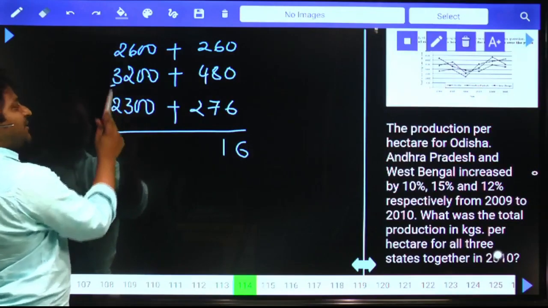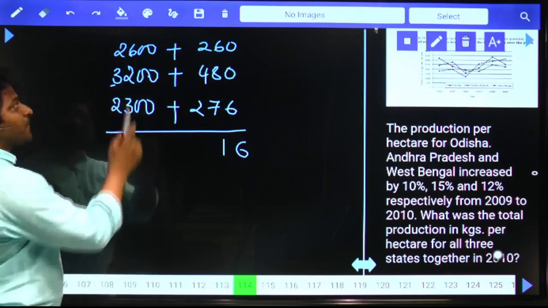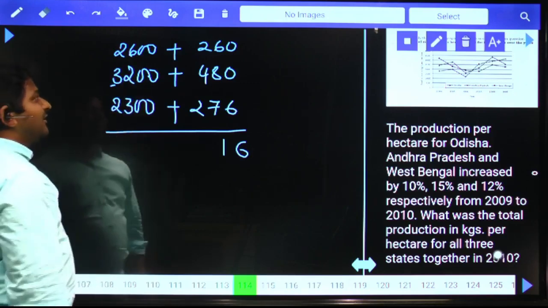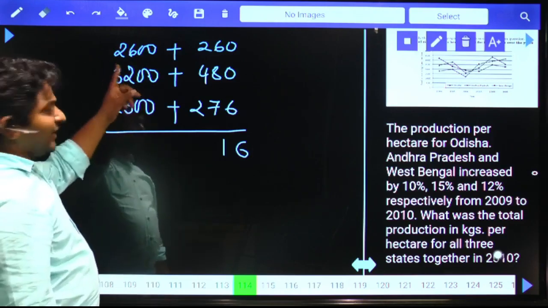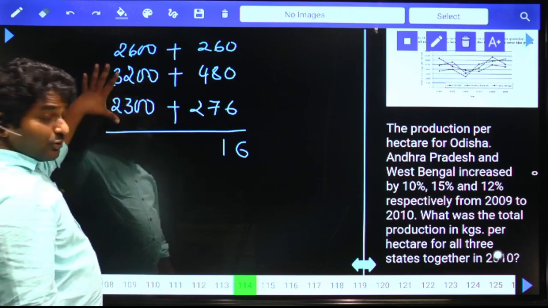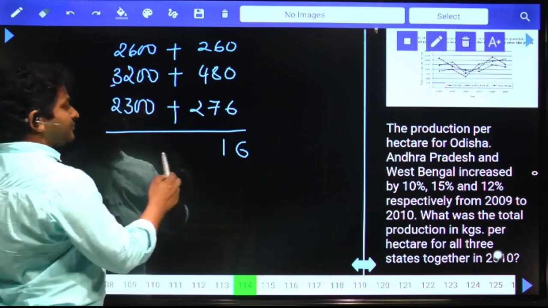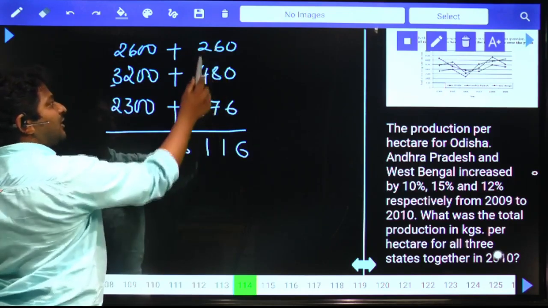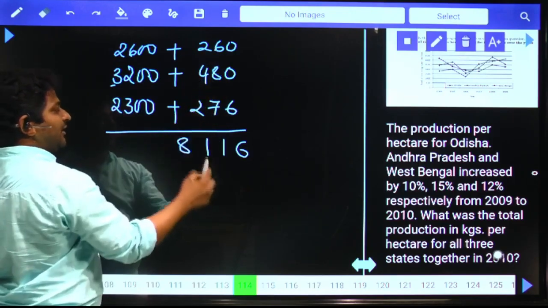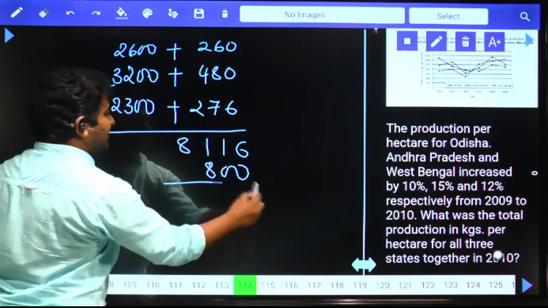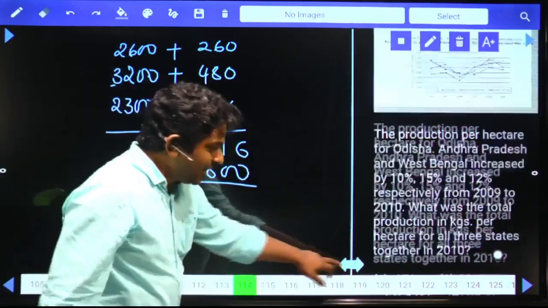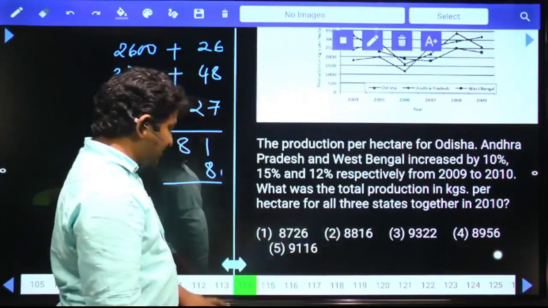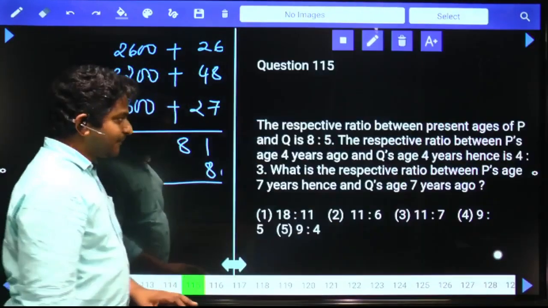2 plus 3 plus 2, 7000. 600, 200, 800 plus 300, that is 1100. Total 8100. Now 2 digits are over. 200, 400, 200, 800. Total answer 8900 only. It cannot be in 9000. 8816, second option, final answer.